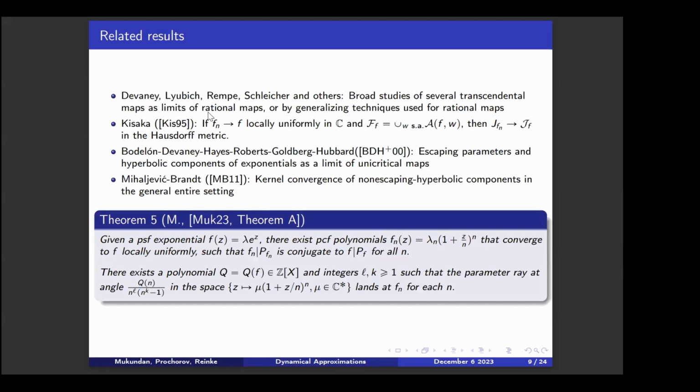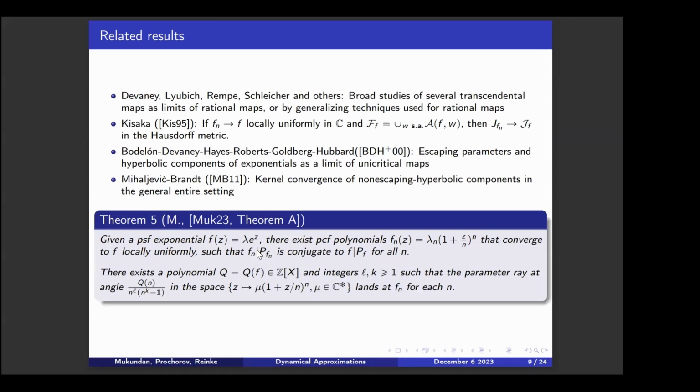I have another result, apart from the one stated here, that talks particularly about exponential functions. The first statement is basically the same: if you have an exponential function of the form lambda e to the z, there exist PCF polynomials of this form, which look like lambda n times (1 plus z over n) to the n, that firstly converge to f locally uniformly, and secondly fn restricted to pfn is conjugate to f restricted to pf. But you can say further in this case.